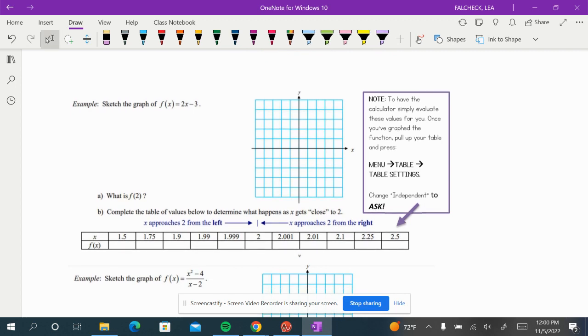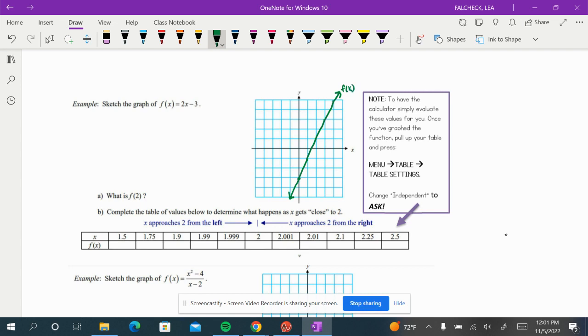So here it says, example number 1, sketch the graph of f of x equals 2x minus 3. So we know how to do that. We are going to do a y-intercept of negative 3, slope of 2. You could also just graph this and pull up the table, but it's probably faster to just do it in your head.